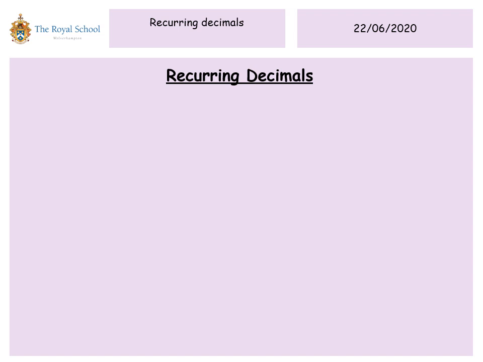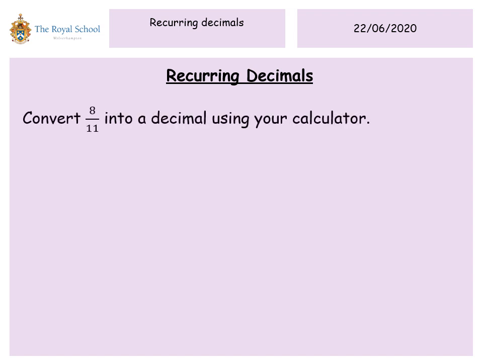We're going to have a look at recurring decimals then. So to start off with, convert 8/11 into a decimal using your calculator. Well, on a calculator, remember that a line in a fraction represents a division.